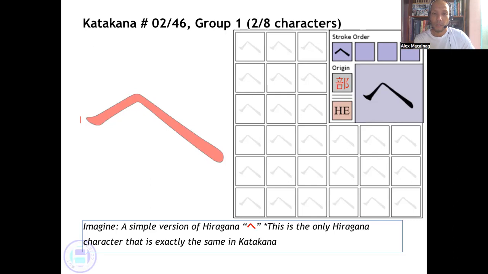We have a note here at the bottom of the page. This is the only hiragana character that is exactly the same in katakana. Okay, you can do your writing practice. Please pause the video.